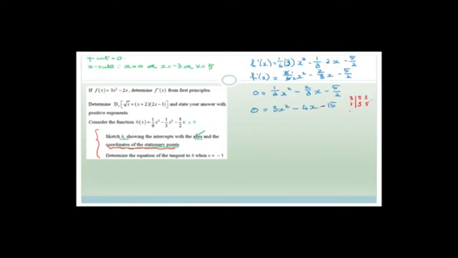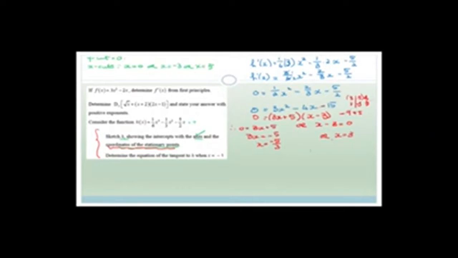So 3 times 3 is 9 and 1 times 5 is 5. If we go minus 9 plus 5, we get a minus 4, which means the minus has to be in front of the 3, and then remember we write across. So it becomes 3x plus 5, x minus 3 equals 0. Therefore, 0 is equal to 3x plus 5, or x minus 3 equals 0. Therefore, 3x is equal to minus 5. Therefore, x is equal to minus 5 over 3, or x equals 3.